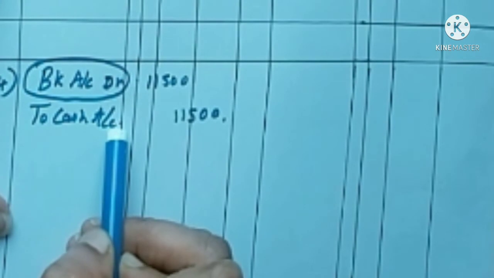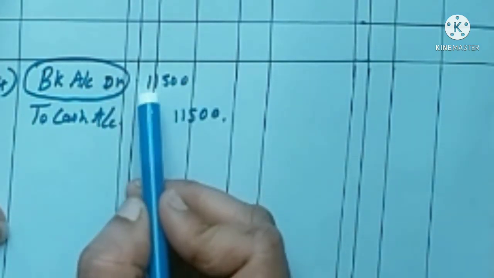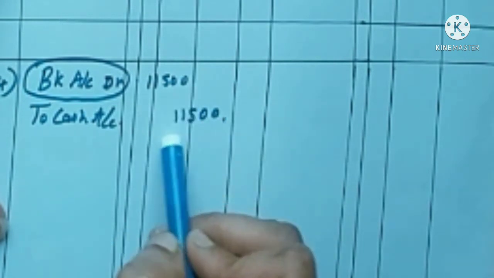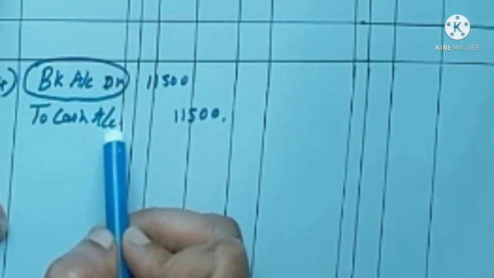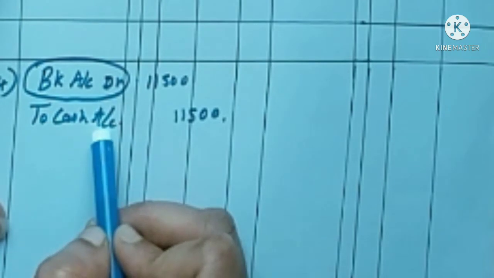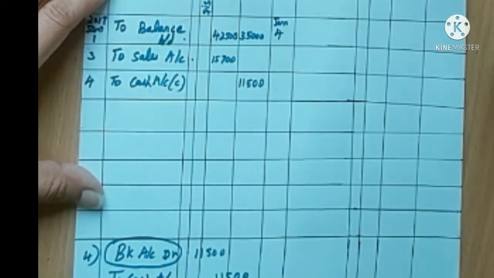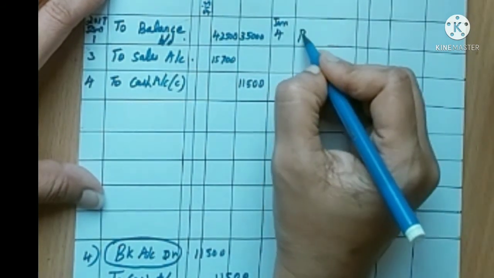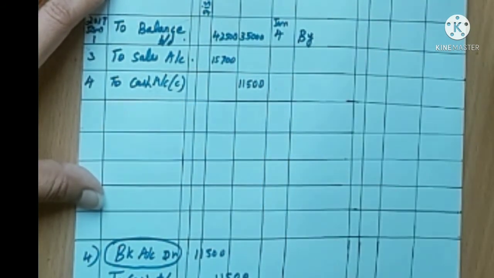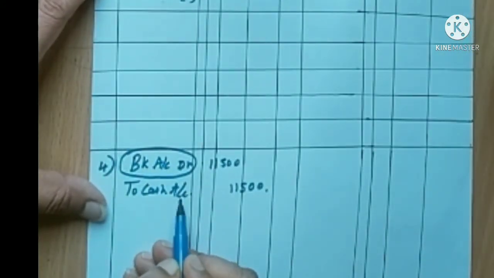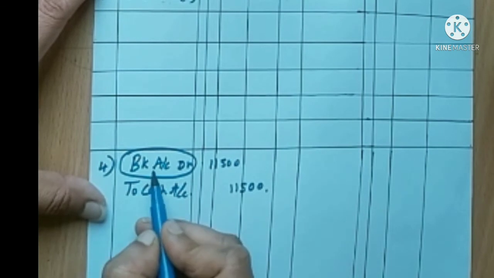Here cash account is credited. So I am going to write it on the credit side of cash book by bank account. Amount is rupees 11,500. So I am going to write this 11,500 in the cash column. Okay, because cash account is credited, 4th January. Okay, on 4th January, by, see, you know what is the entry? Cash account is credited. I'm going to write it on the credit side by bank account.